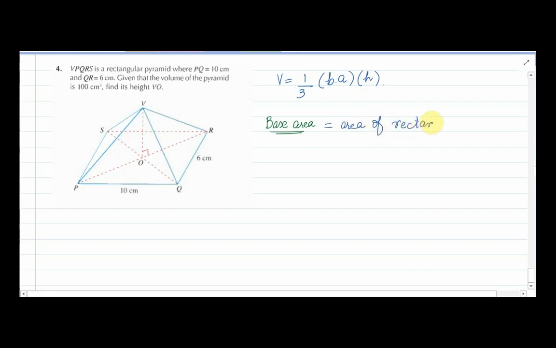In the beginning of this topic, I had told you all the working formulas of rectangle, square, trapezium, parallelogram, and all the shapes. In order to find the area of a rectangle, we have a length of 10 and a breadth of 6. So that is equal to 10 times 6, it's 60. And the unit will be what? Both lengths are in centimeter, so it's centimeter square.